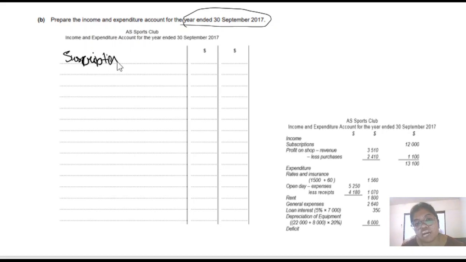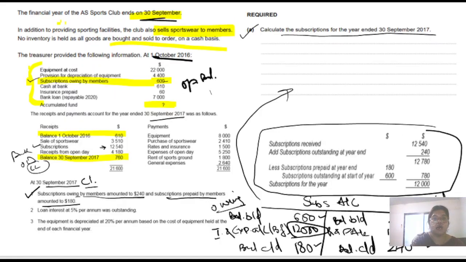So the subscription you already calculated in the previous slide, which is 12,000. So you have to write it here. Apart from the subscription, there is profit on shop. How are you going to calculate the profit on shop?